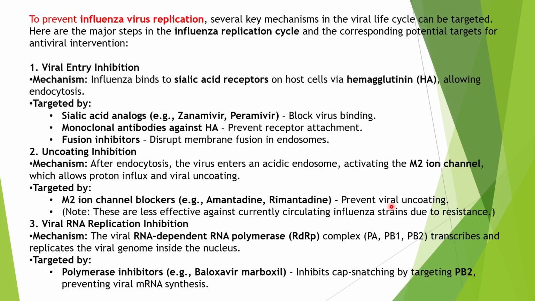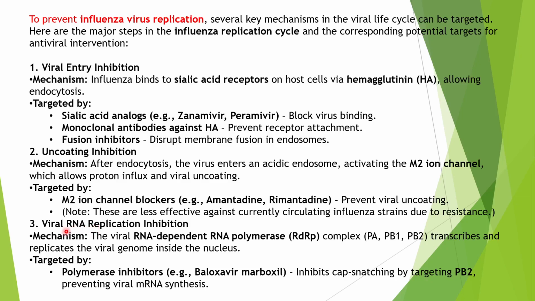However, these are less effective against currently circulating influenza strains due to resistance. As you know, a virus always has genetic variations. It can easily change its genetic information, and it can easily develop resistance towards something, or it can change its method of infection based on every infection or how it evolves. So currently, many influenza strains are resistant to these M2 ion channel blockers.